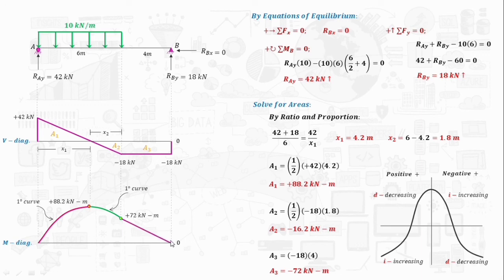Ayan. Di ba? Mapapansin ninyo, class, pag rectangular yung shear, yung next na part niya is triangular. Then, curve. Then, dito, rectangular, next na part is triangular. Ito siya. Di ba? So, rectangular, triangular, then curve. Parang ganyan. First degree curve, second degree curve. Okay.